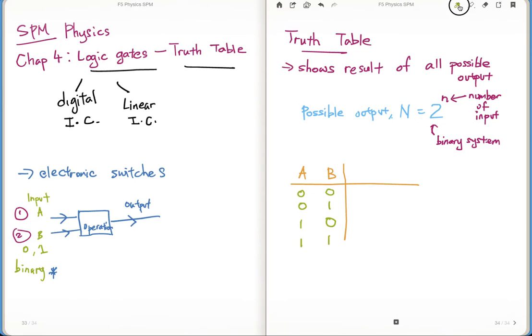So these are the 4 possible inputs, and on the right hand side is the output. In this case we can't get the output yet because we don't know the operation. We're going to learn the 5 operations maybe on the next page. But one way to create this table, instead of listing out, is to write 0011 and 0101 vertically to create the number of inputs.